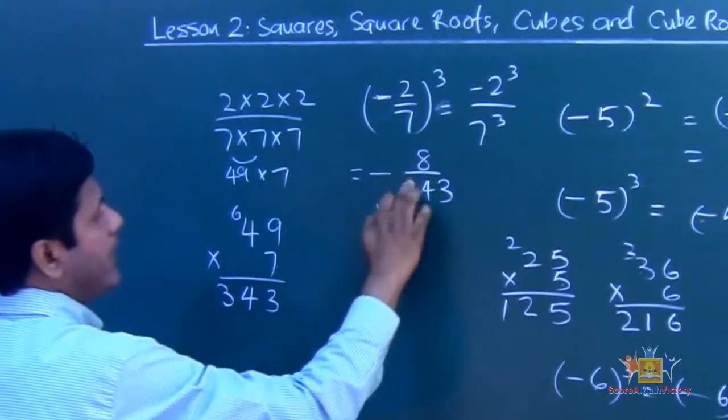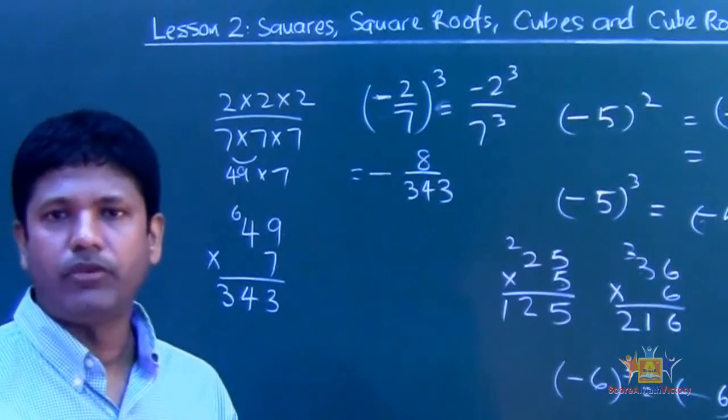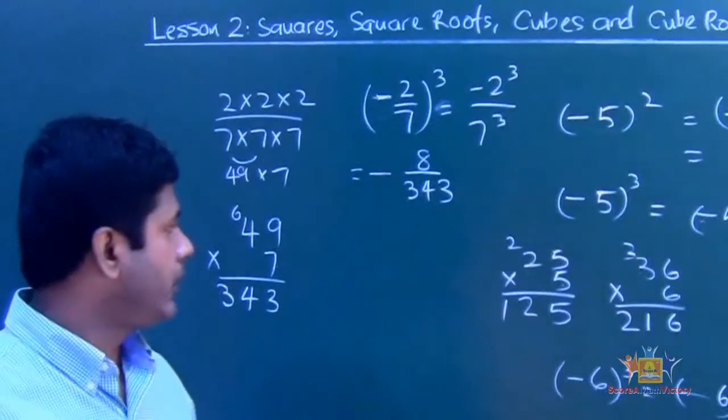343. So negative 8 over 343. That's your final answer. Okay, good.